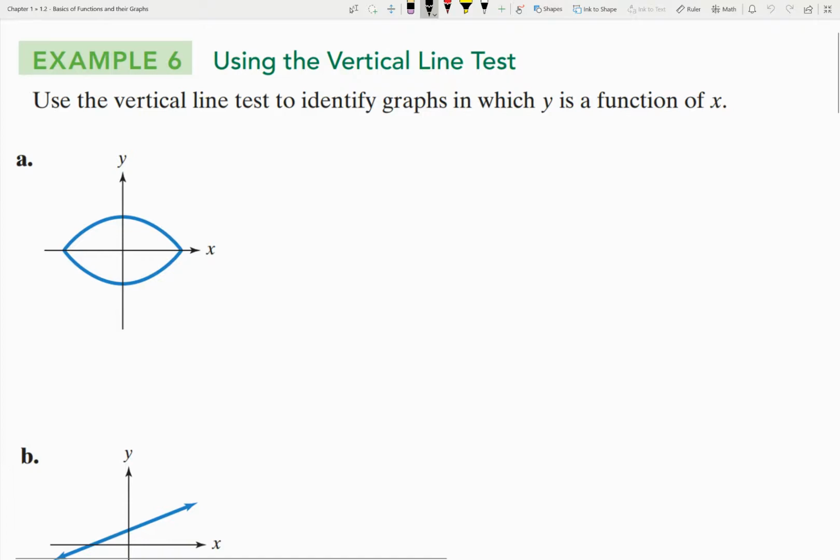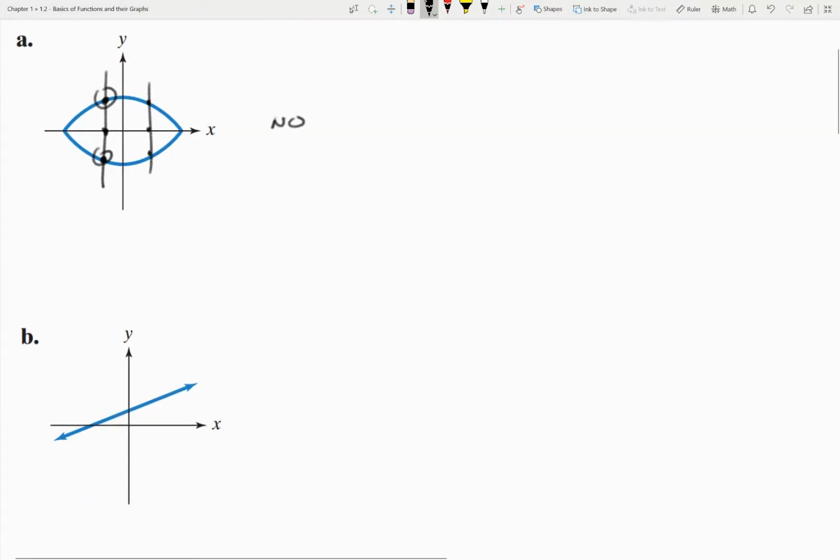So, vertical line test, very simple, not a function. It failed the vertical line test. This input right here gives me two outputs, this one and this one. This input right there gives me two outputs, these two, right? It fails the vertical line test.